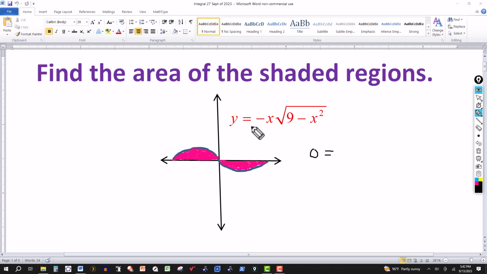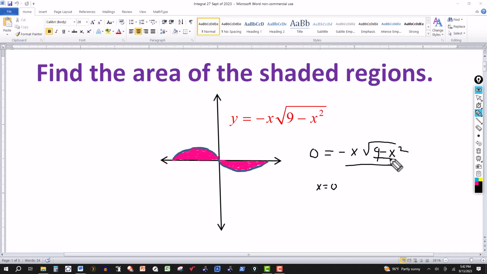Replacing y by 0, I get 0 equals minus x times the square root of 9 minus x squared. So you want to solve this equation for x. Well, the left side is 0, so let's check the right side. What values of x generate a 0? When x is 0, the right side will be 0. So one solution is x equals 0.